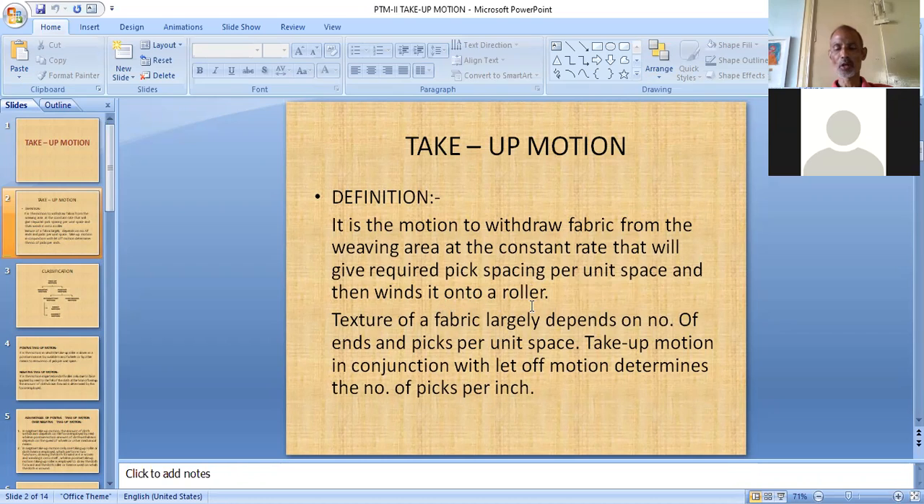Another is winding it onto a roller, simultaneously winding the cloth onto the cloth roller or cloth beam. So these two functions, withdrawal of the fabric as well as winding, and deciding the picks per inch or picks per unit space in the fabric, are all obtained with the help of tack-up motion. Texture of a fabric largely depends on number of ends and picks per unit space, and tack-up motion in conjunction with let-off motion determines the number of picks per unit space. Picks per unit space, tack-up motion decides, and ends per inch, ends per unit space is decided with the help of reed and denting order.